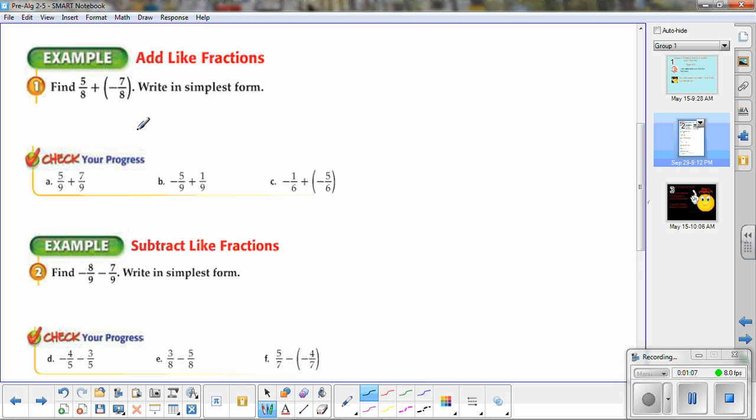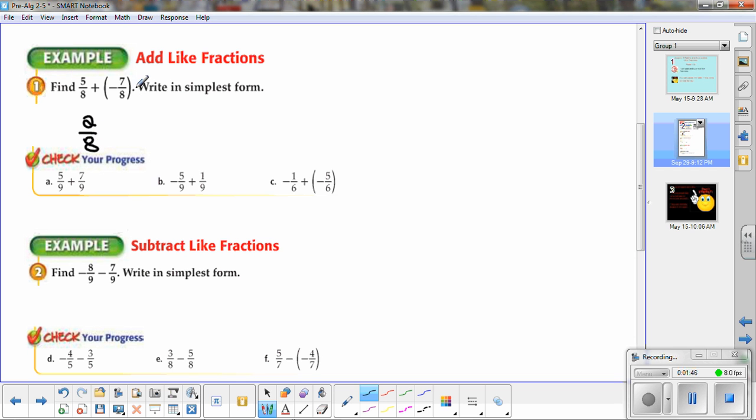In our first example, 5/8 plus a negative 7/8. We need to remember our rules about negatives. If you have one of each, you aren't going to add your two fractions. You are actually going to subtract them, and you're going to subtract the one that has the greatest absolute value minus the smaller one. So this problem is really going to be 7/8 minus 5/8. So we're going to do 7 minus 5, which is 2, and keep the denominator of 8.